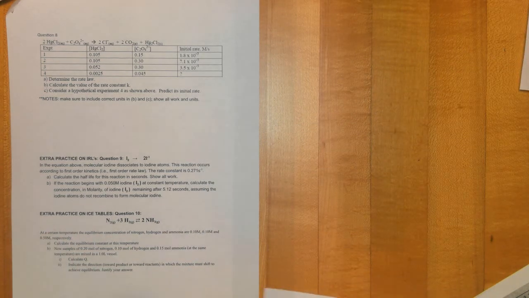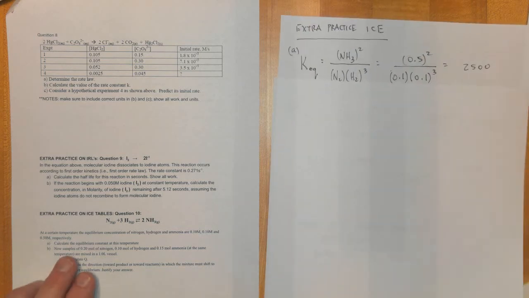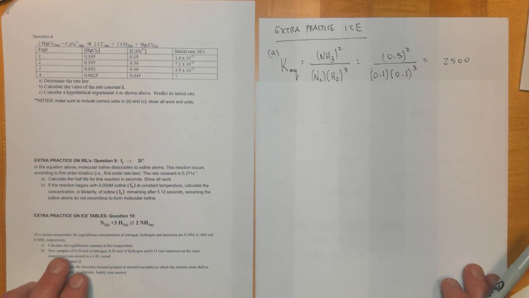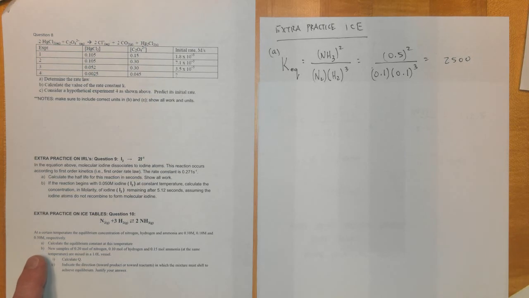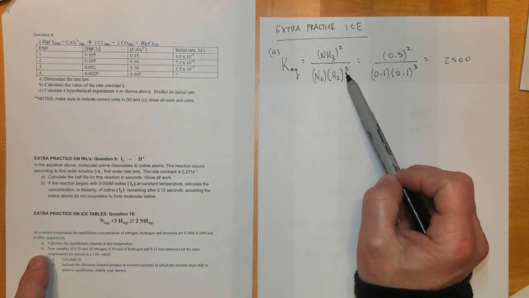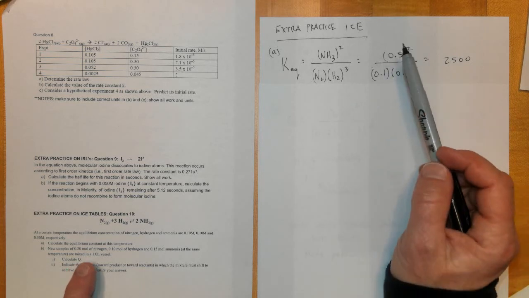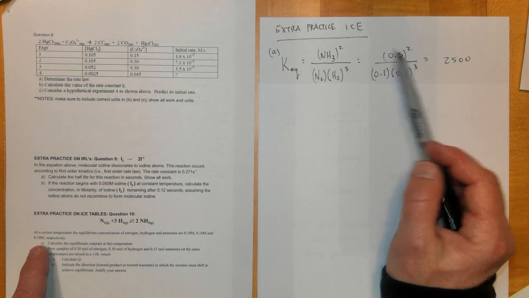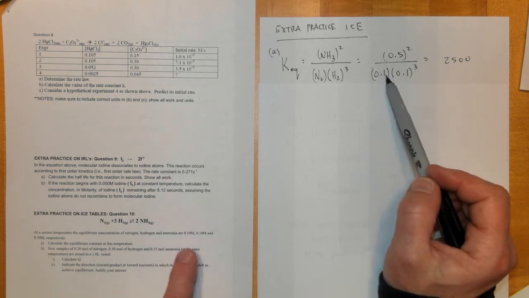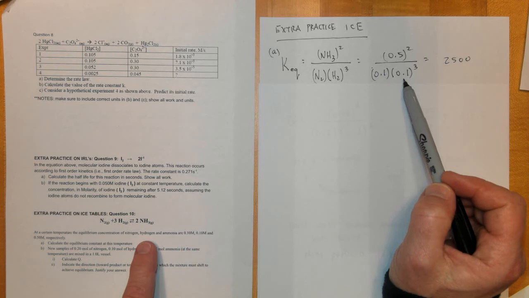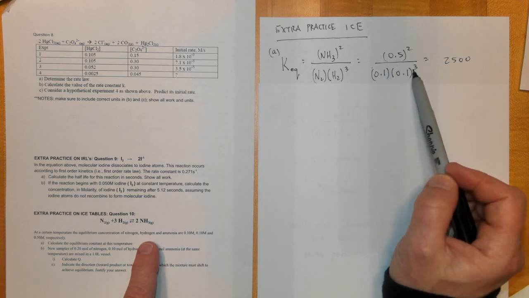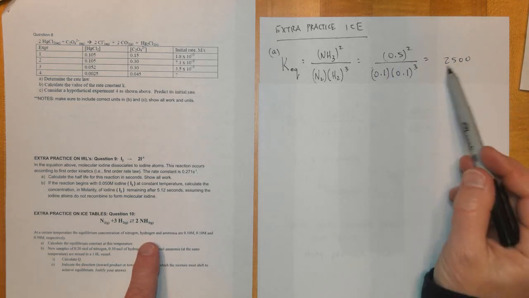Then the last problem on this page is the extra practice on ice tables. The problem says calculate the equilibrium constant at this temperature, because it gives us a bunch of data for it. So the equilibrium constant would be products divided by reactants to the power of the coefficients. So we're given 0.5 molar of the NH3, 0.1 of the N2, and 0.1 of the hydrogen. Raise those to powers. Ends up being 2,500.